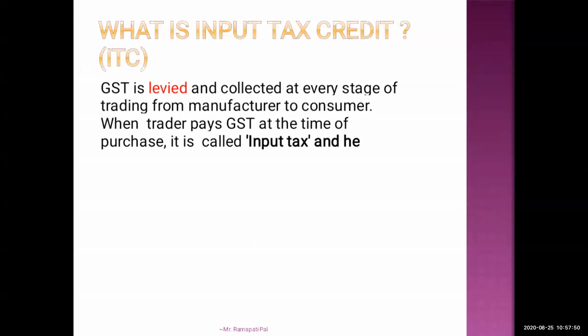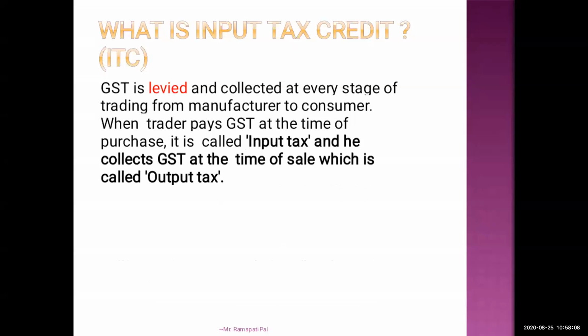So traders, whatever the shopkeepers are there, they have to purchase. That is the input tax, and what he collects at the time of sale is called output tax. When the shopkeepers or traders sell those things, they collect GST from the consumer. That is called output tax. Sales means give out, so sales means output tax.